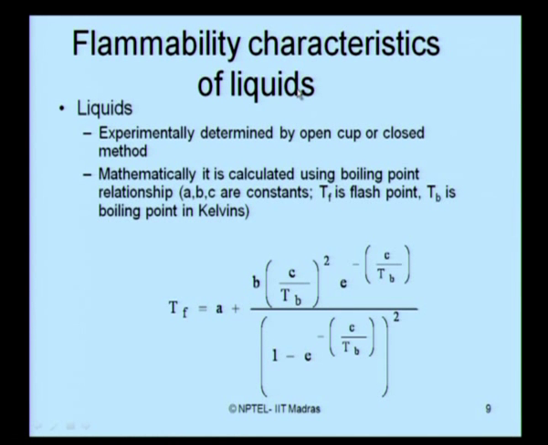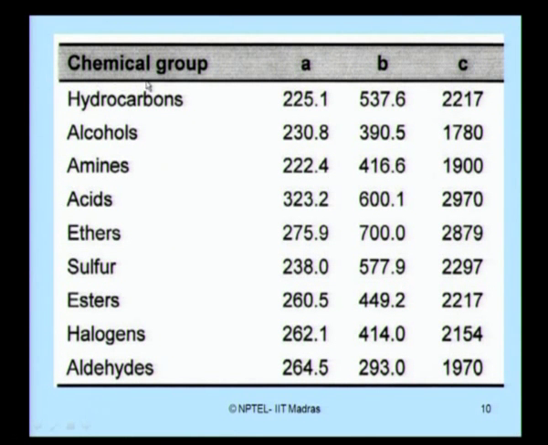Now, you may be wondering, obtaining a boiling point for a given liquid is very simple and you can easily obtain it using experimental investigations. Now, where do we get the constants A, B and C which I have to use in this equation? For example, for different chemical groups, A, B and C constants are available in the open literature or in standard textbooks. I have clubbed up some examples for your understanding. The hydrocarbons, alcohols, amines, acids, ethers, sulfur, esters, halogens and aldehydes have different constant values available or taken from the open literature.